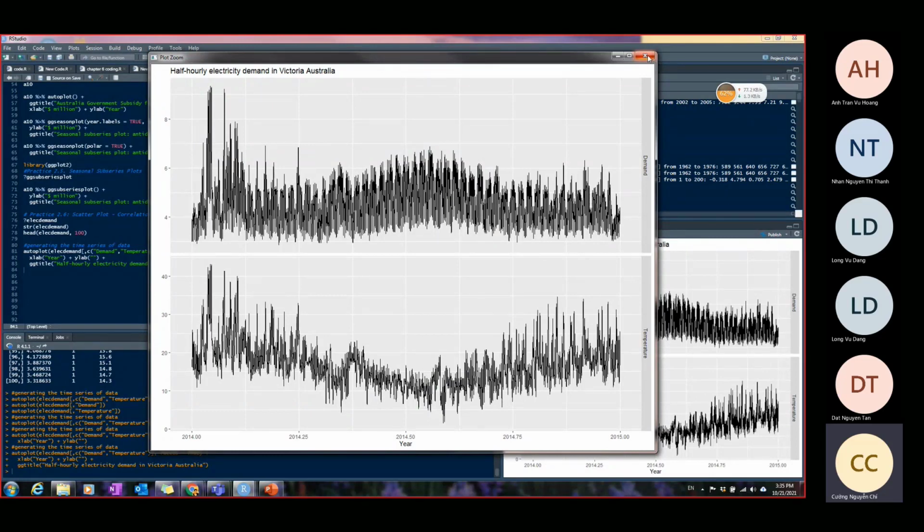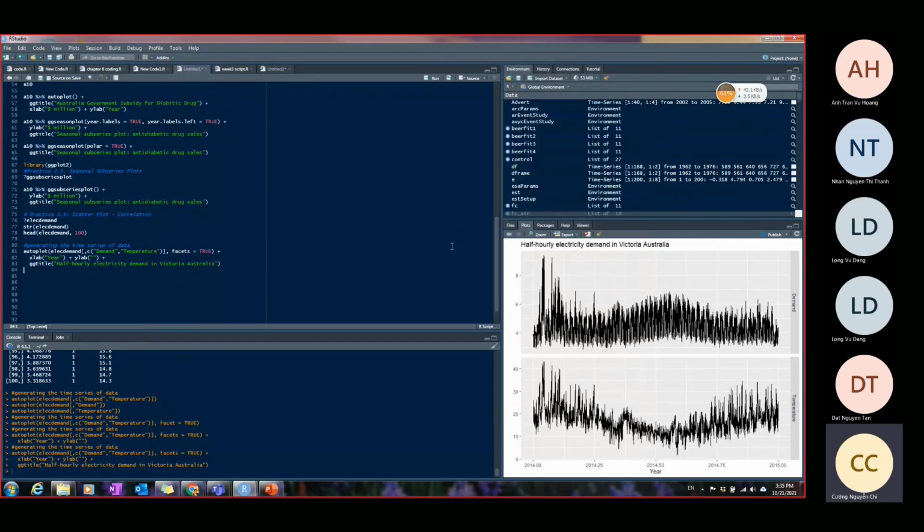So now I will have to create another graph. That would be the scatter plot, to check the relationship between demand and temperature. Okay, let's go and do it.